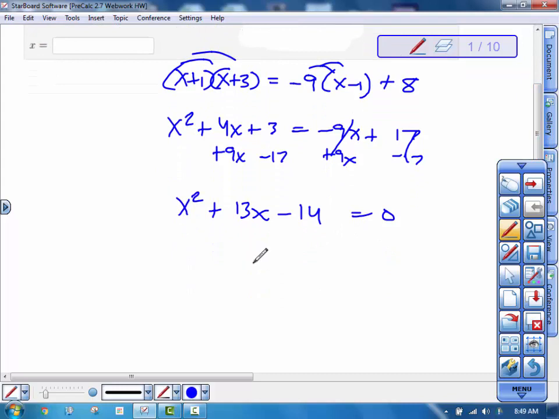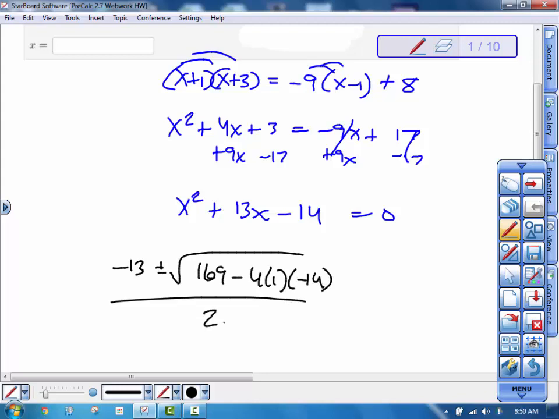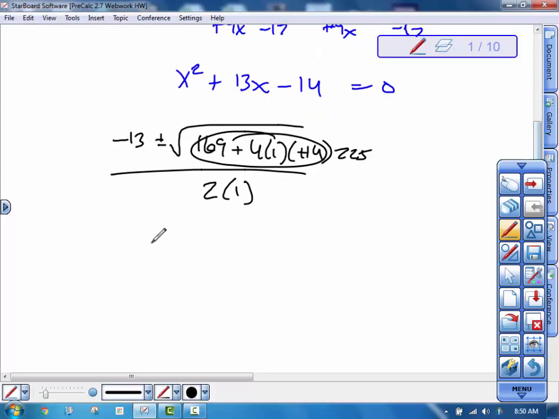We want to solve this now. I'm not sure that it factors. It doesn't look like it does. So unfortunately, we're going to have to use the quadratic formula now. Opposite of b, plus or minus the square root of b squared minus 4 times a times c, all over 2 times a. Okay, double negatives go positive, and this whole thing then simplifies to 225 if you do it in your calculator. So you have negative 13 plus or minus the square root of 225 all over 2. But the square root of 225 is just 15.